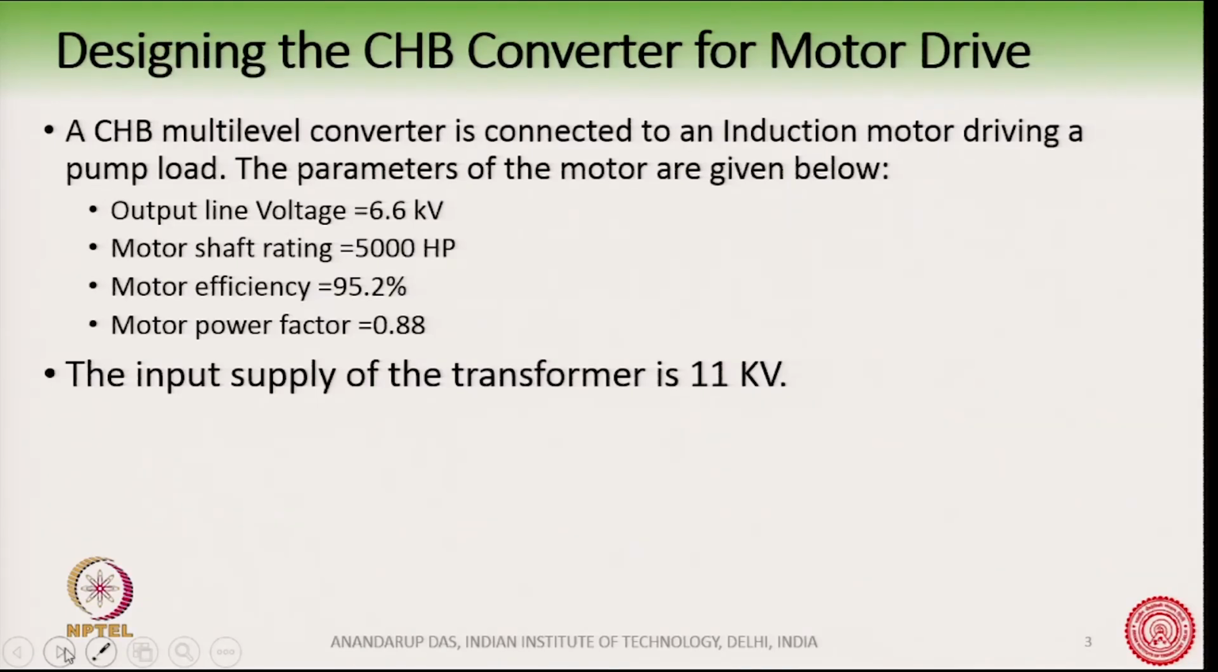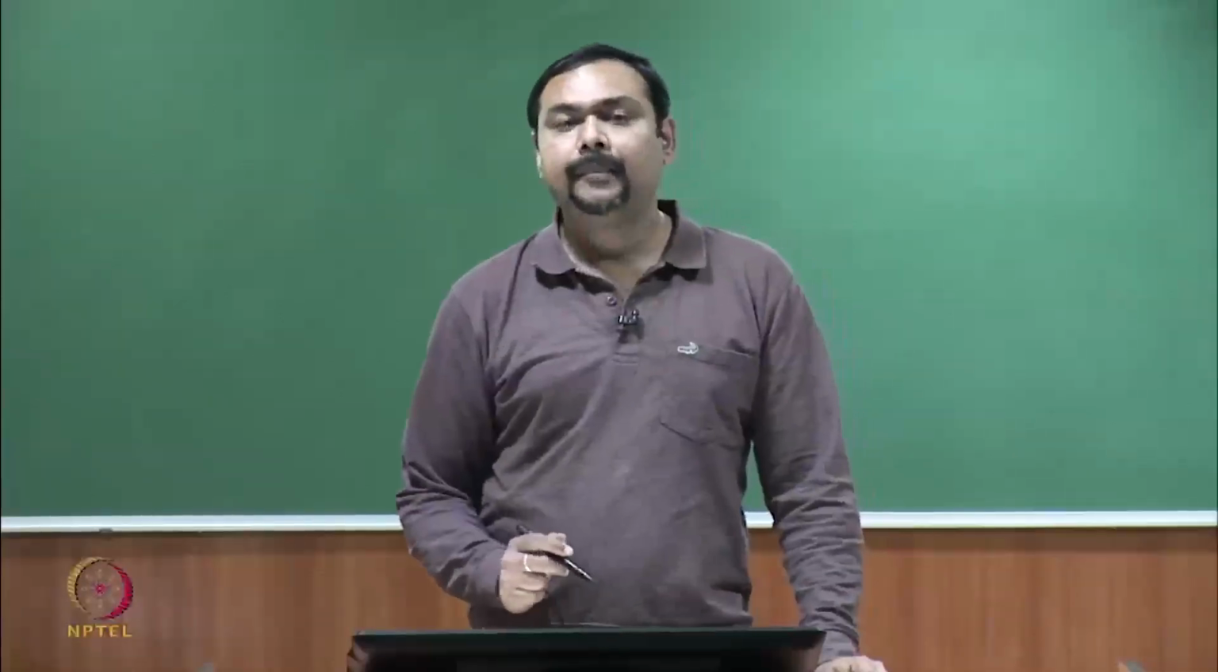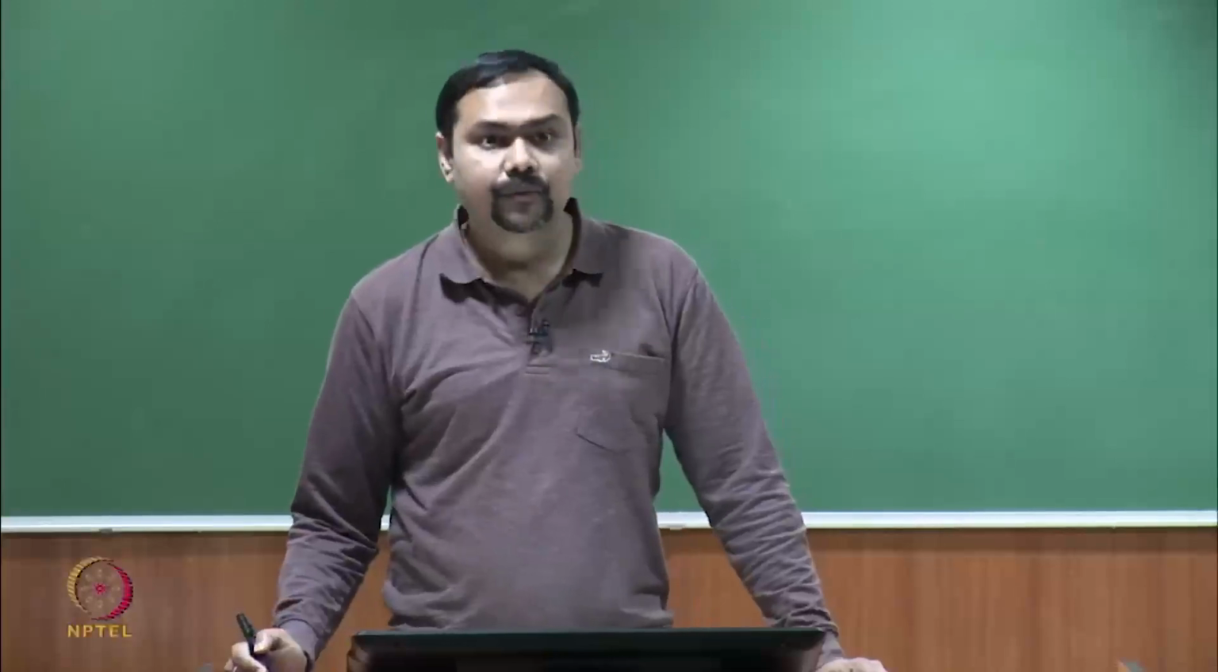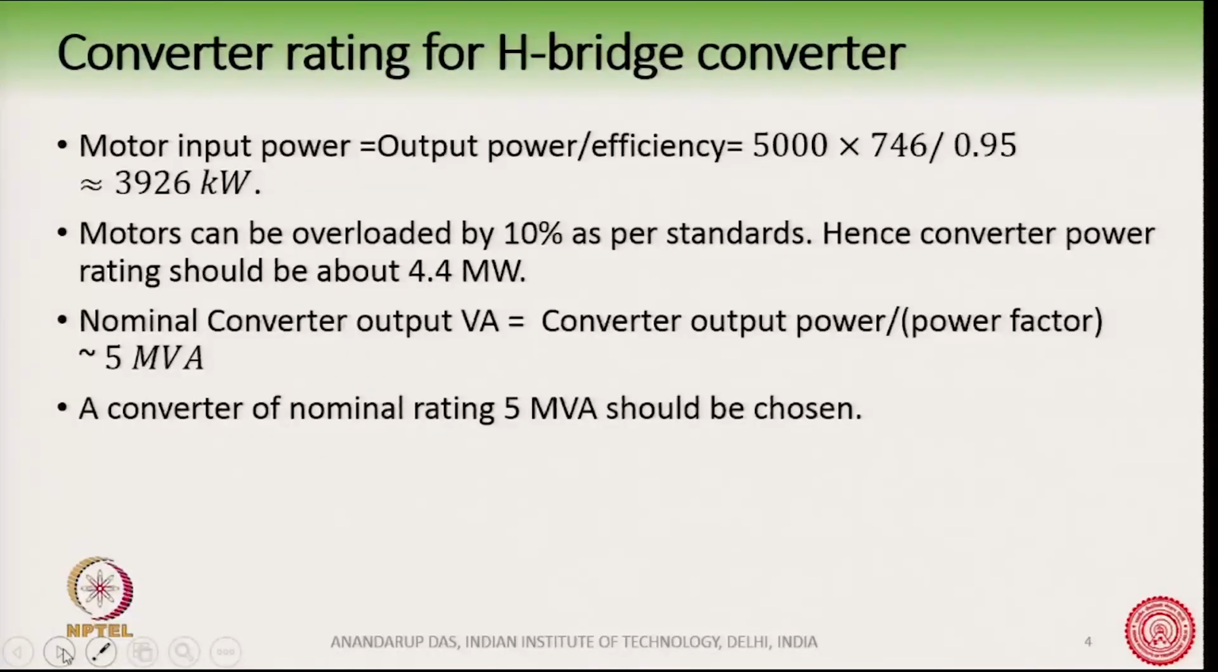And so, the parameters of the motor are given as something like 6.6 kV and 5000 HP with an efficiency of 95.2%, and the motor power factor is 0.88, and the input supply to the transformer is 11 kV. So, these are some of the data given. So, we can make a quick, the first thing is to find out the converter rating. So, how can we know the converter rating?